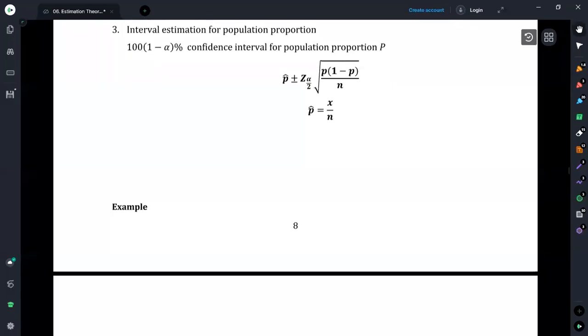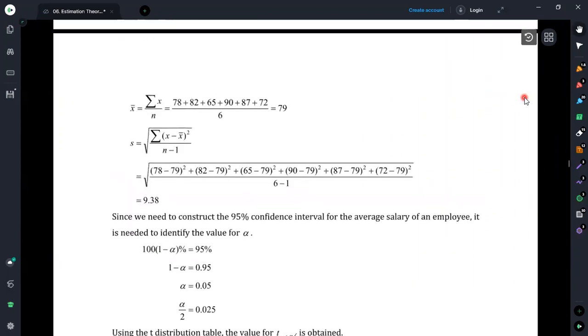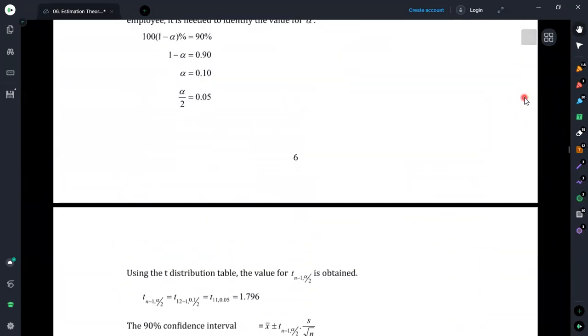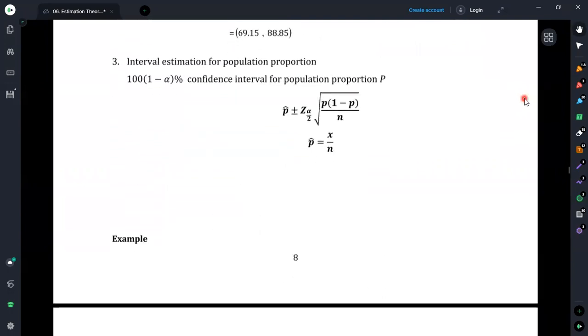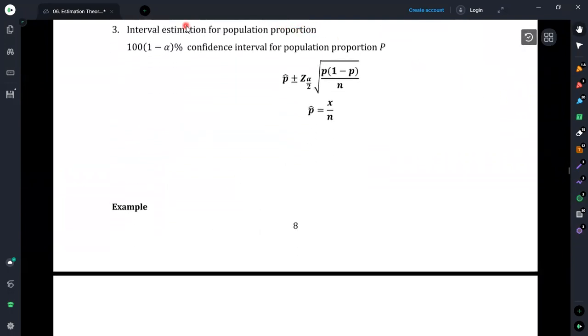In this session, we will start our discussion from the interval estimation for the population proportion. In the previous session, we discussed using this estimation theory to estimate the population mean if you have a small sample. Now we are going to have the interval estimation for population proportion. So far, we have discussed all the techniques related to the estimation for population mean. Now it is time to discuss the interval estimation for population proportion.